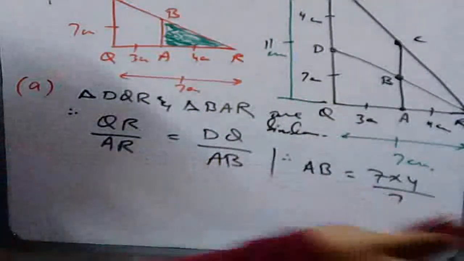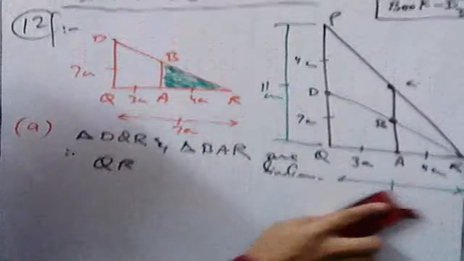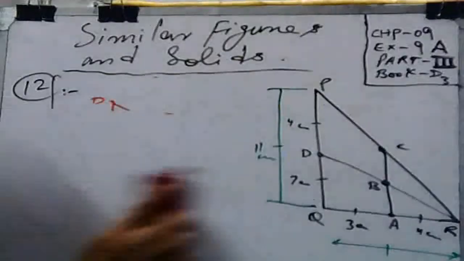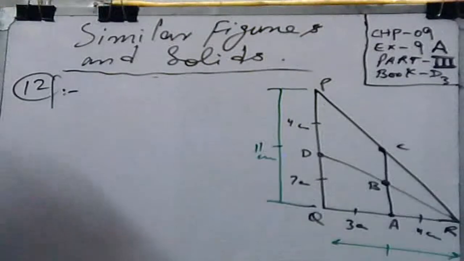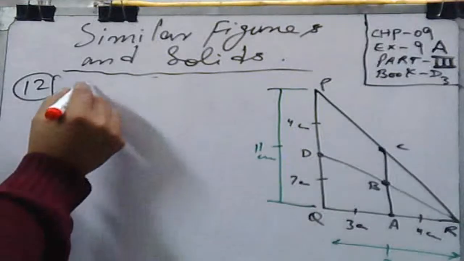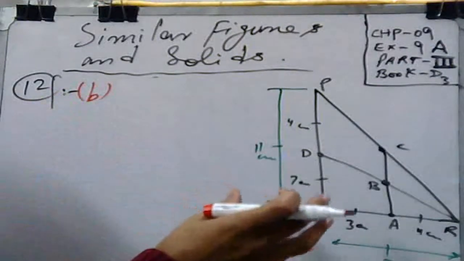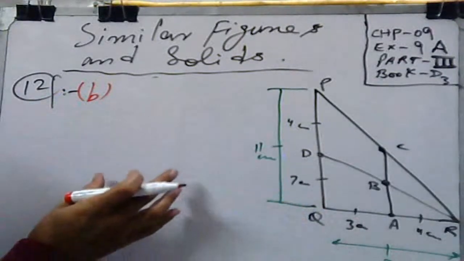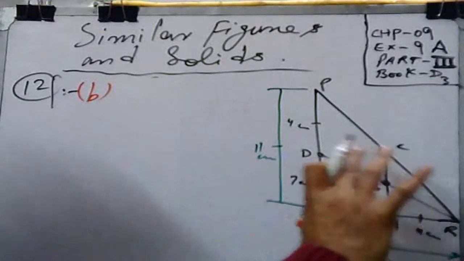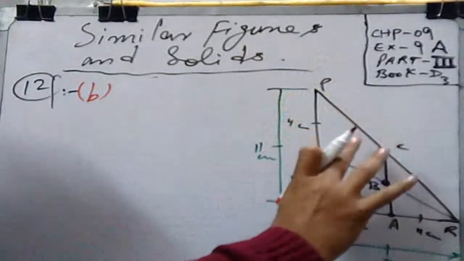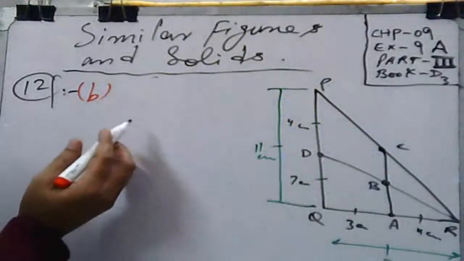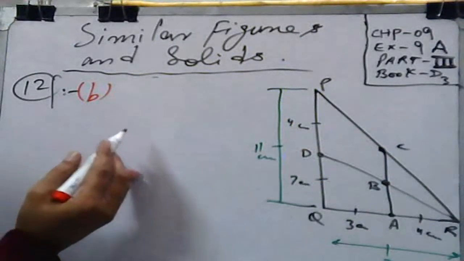Similarly for B part, we have another two triangles. Coming to B part, that is your 7 centimeter. If we cut the piece for B part, because we have to find BC, which is the vertical portion, we take the triangle.